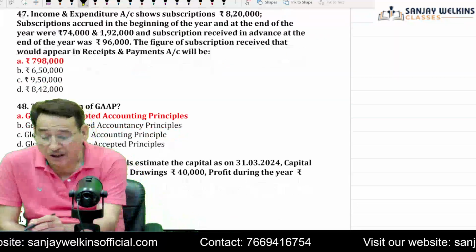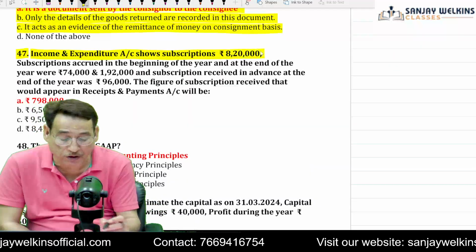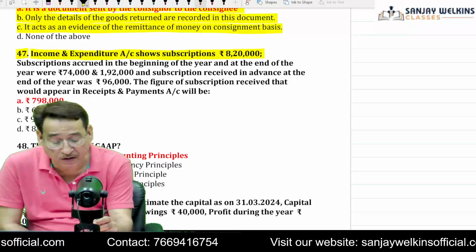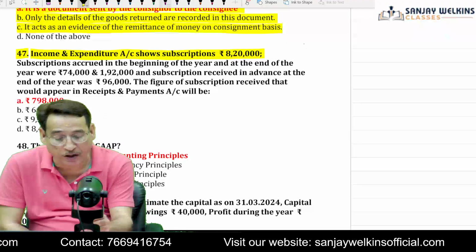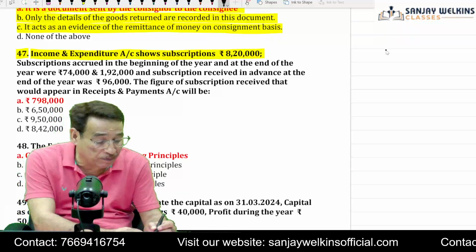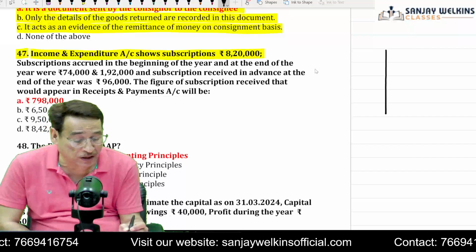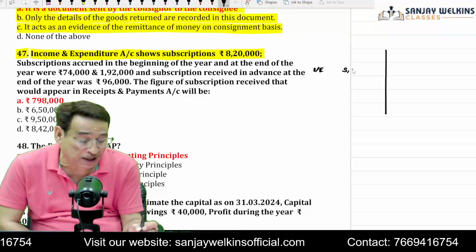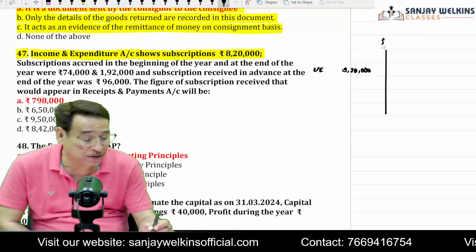Correct? Then 47 states that income and expenditure account shows subscription of 8,20,000. Income and expenditure account is reflecting total subscription. That means income and expenditure account is already given, and on the credit side 8,20,000 is also written over there. Now, because it is given that in income and expenditure subscription is already given, I will write in the subscription account, to income and expenditure account 8,20,000. I am going to write here 8,20,000, isn't it? This is my subscription account.